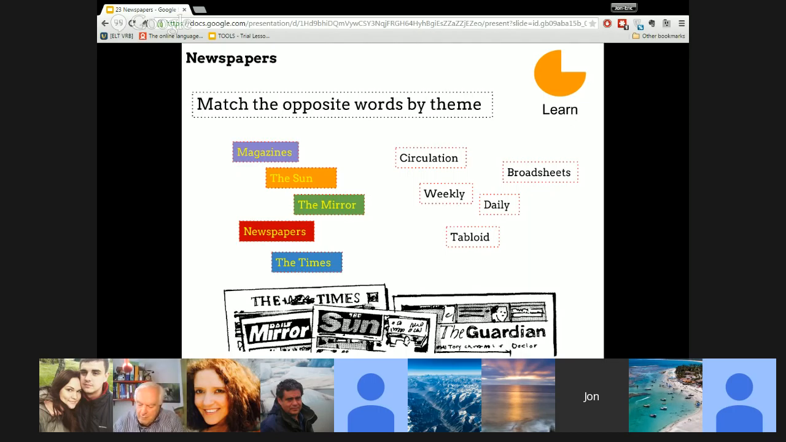Because it's a bigger circulation? The biggest. Yep. The largest. The number of issues every week or every, I don't know. Yeah, that's it. It's the largest circulated newspaper anywhere, I think. It has the biggest readership of any newspaper, possibly anywhere. That's it. So you've got broadsheets, tabloids, a weekly publication, daily publication for magazines and the newspapers, and then we talk about the circulation of a newspaper.